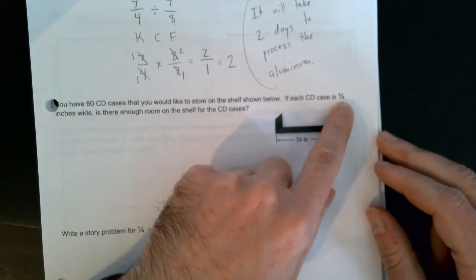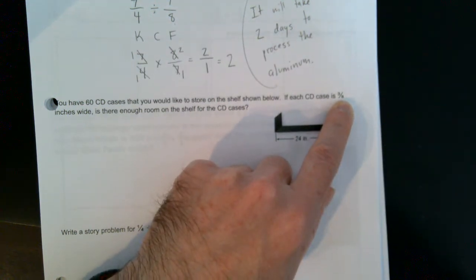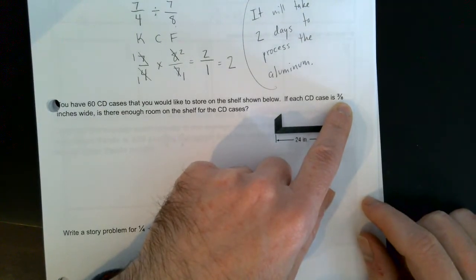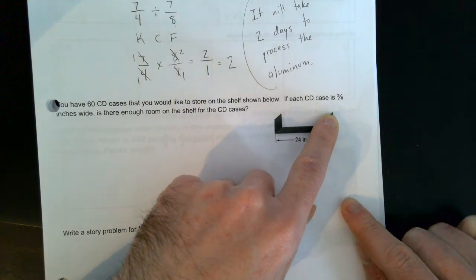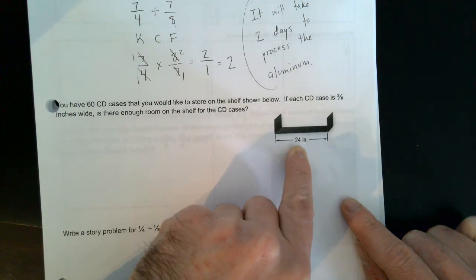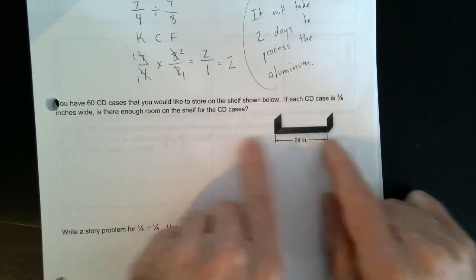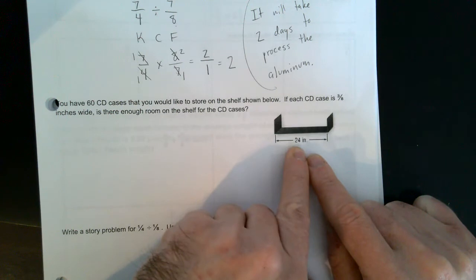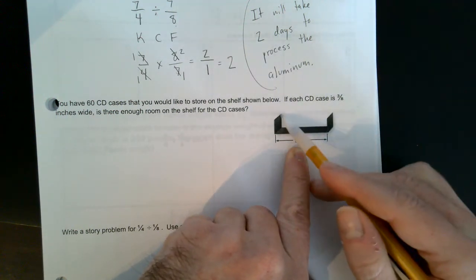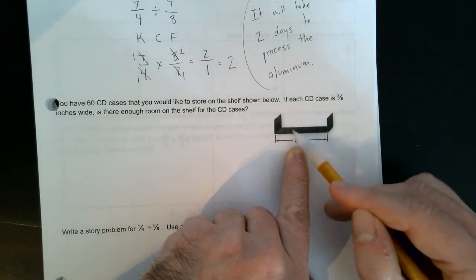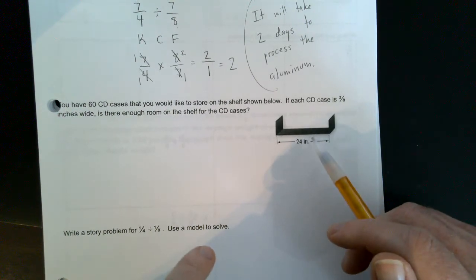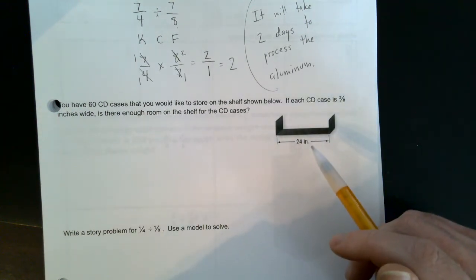Again, that's the size of each case. I don't think that's it either. So if it's not those two, and this is what gets everybody, there's one more number there, and it's right here. This is the amount we're trying to divide up. We have a space here, 24 inches, and we're trying to see how many times 3/8 fits into 24 inches. If it's more than 60, then we have enough room to put all those CDs.